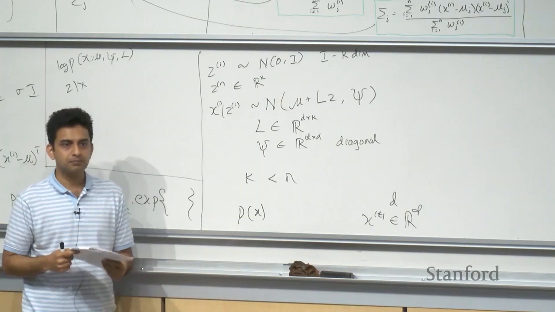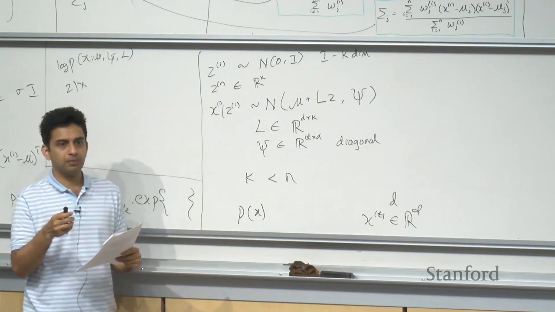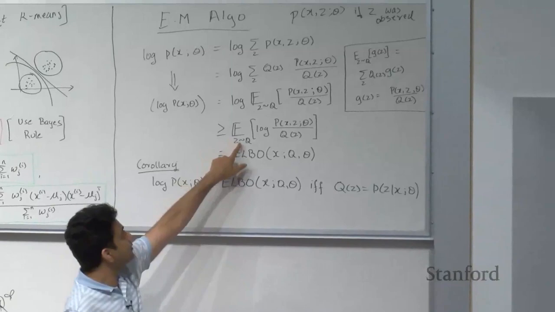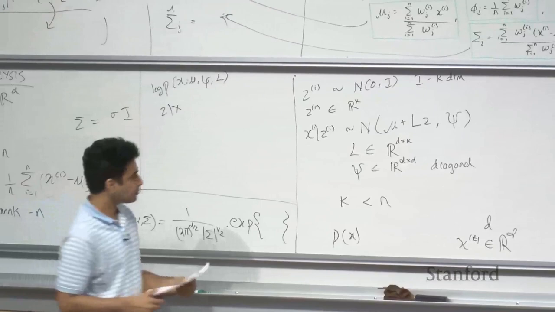We will do EM on this, right? EM made no assumption about Z being discrete or continuous. When we wrote out the ELBO, we intentionally used expectation here, and if Z was continuous, then this summation will be an integral. We make no assumptions about Z being continuous or discrete in EM.